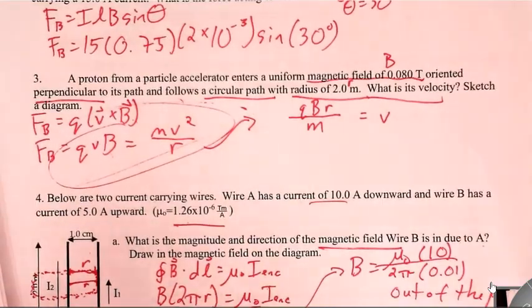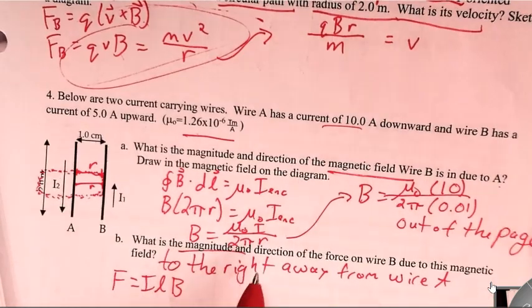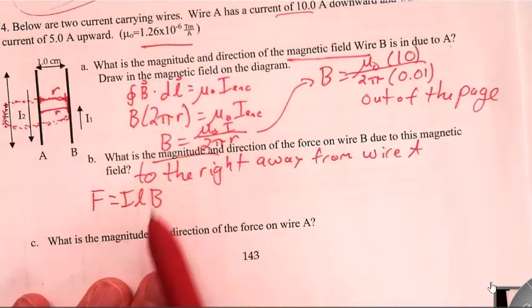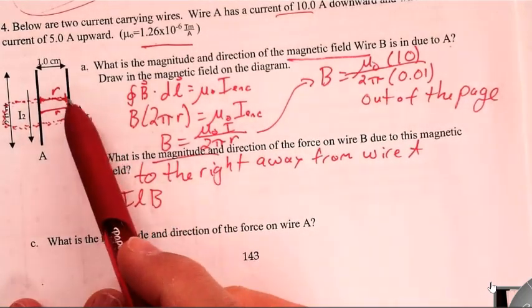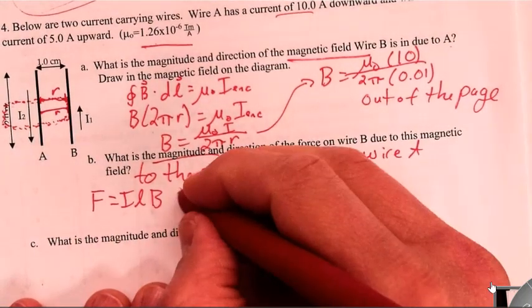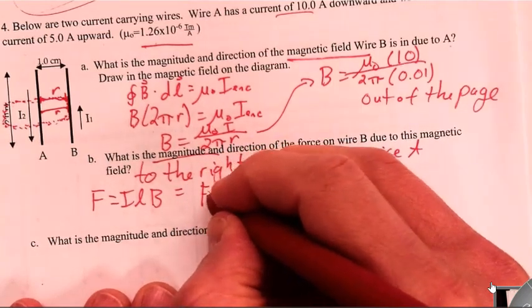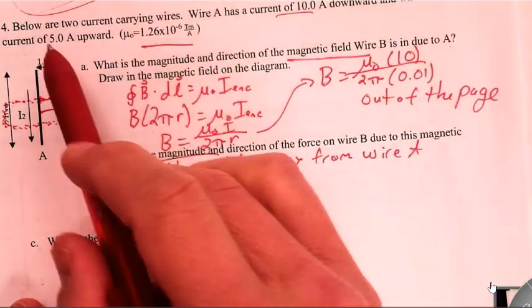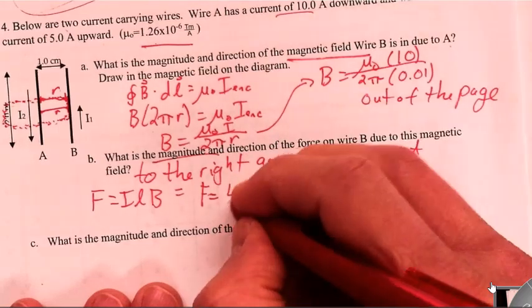Fortunately, we can do this because L and B are perpendicular to each other. B is out of the page. So I'm just going to plug that in. So the force is equal to I, which is 5 amps upwards, times L.